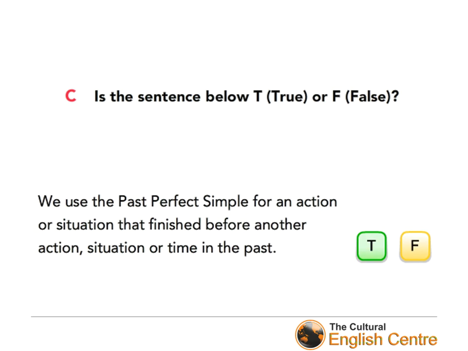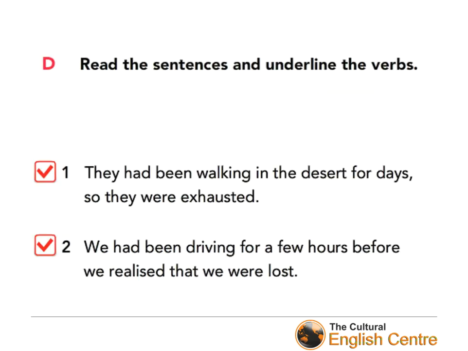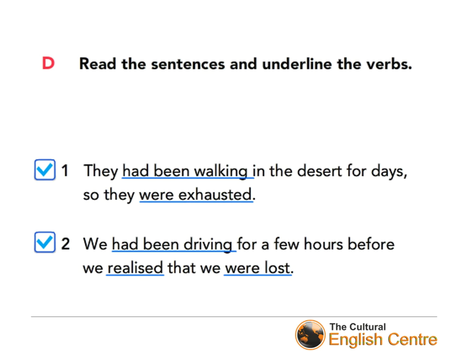Right? Time to answer a few questions about the past perfect continuous. Read these sentences and underline the verbs. They had been walking in the desert for days, so they were exhausted. We had been driving for a few hours before we realized that we were lost. And I hope this is what you've underlined. Had been walking, were exhausted in sentence 1, and had been driving, realized, and were lost in sentence 2.